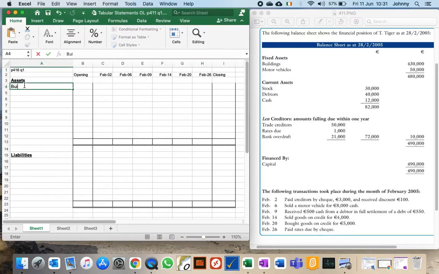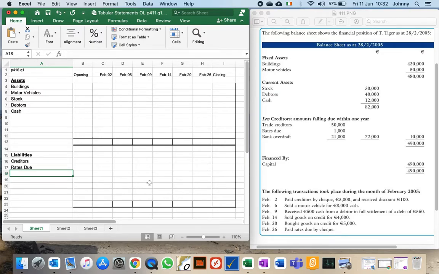So we've got buildings, we've got motor vehicles, we've got stock, we've got debtors, cash, creditors now, amounts falling due in less than a year. We've got trade creditors, and these are liabilities. Rates due. So bill that we owe.